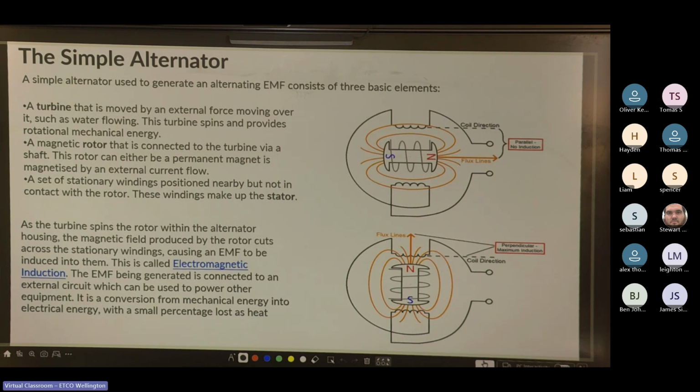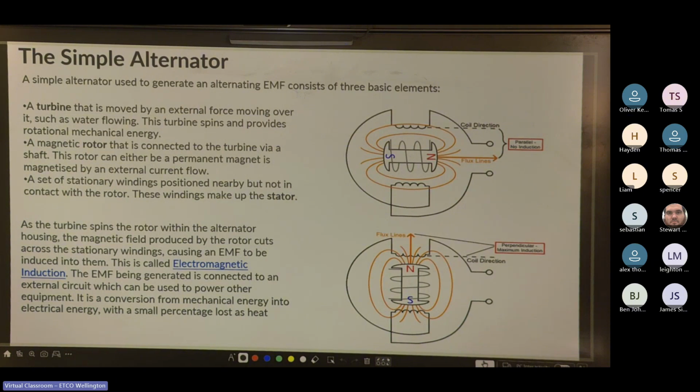So as the turbine spins the rotor within the alternator housing, the magnetic field produced by the rotor cuts across the stationary windings, causing an EMF to be induced into them. This is called electromagnetic induction. The EMF being generated is connected to an external circuit, which can be used to power other equipment. It is a conversion from mechanical energy into electrical energy with a small percentage loss of heat.